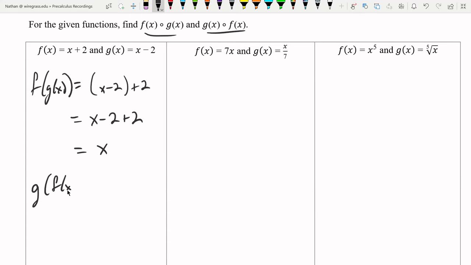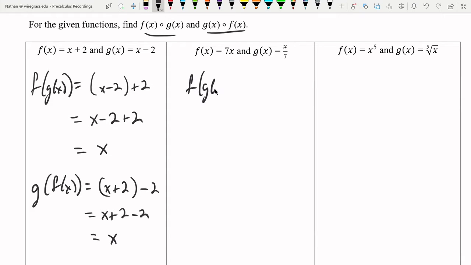G of f of x: g of x is going to be x minus 2. F of x is x plus 2, so that's going to get plugged in for x. That's just x plus 2 minus 2, which gives us just x.